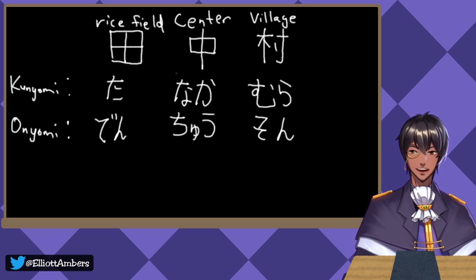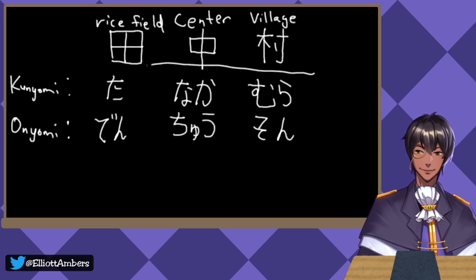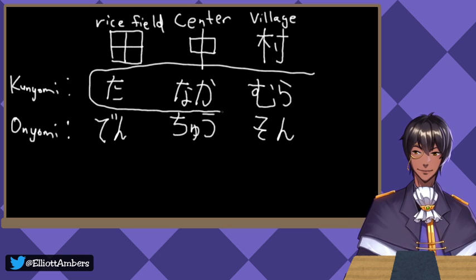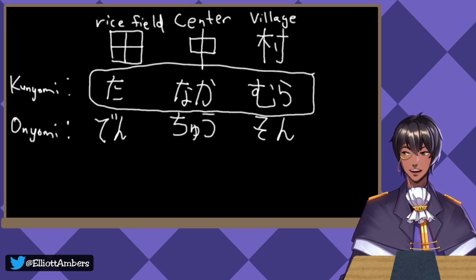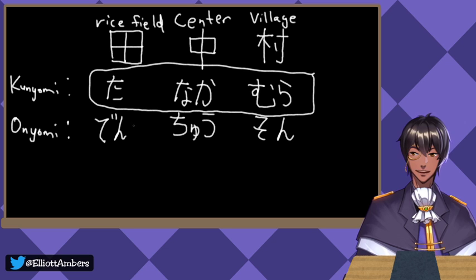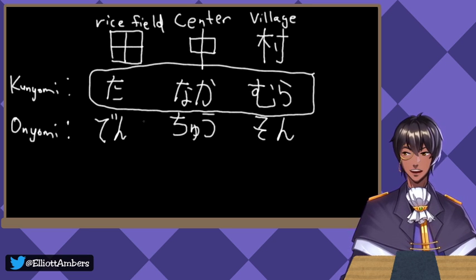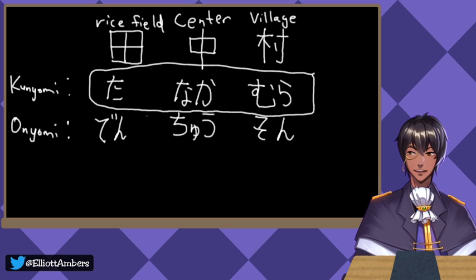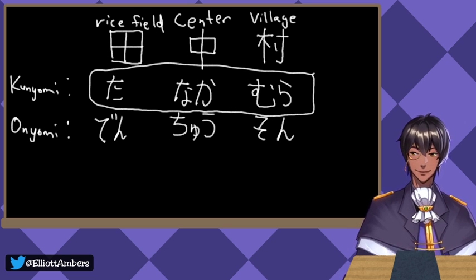When we use names here, more often than not, it's the kunyomi readings that get used for names. There are very few instances where we do use the onyomi reading, but that'll be closer to the other side of this lesson. So, with these three kanji, we can make a variety of names. We can make names like, one sec.